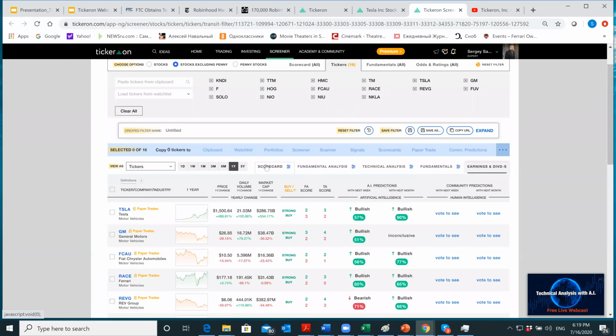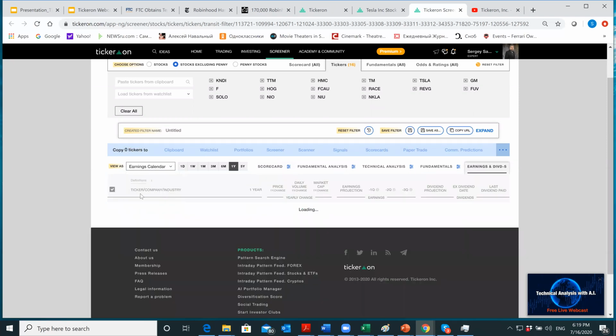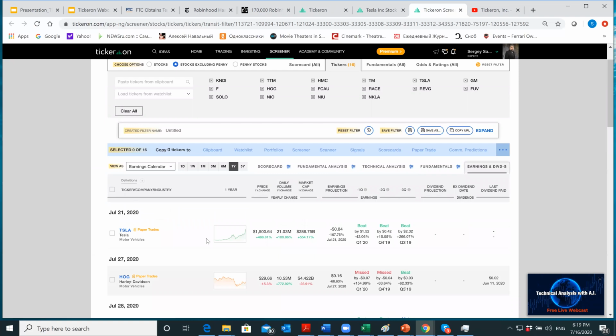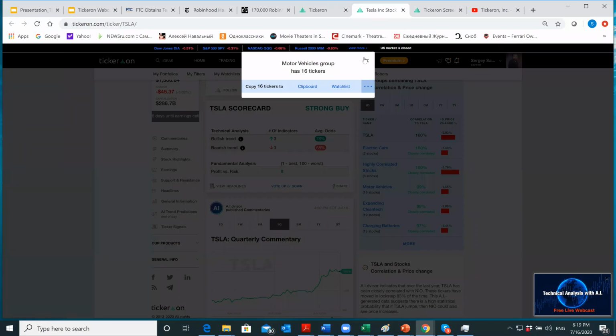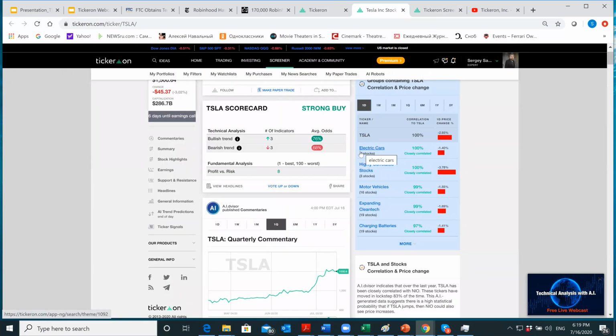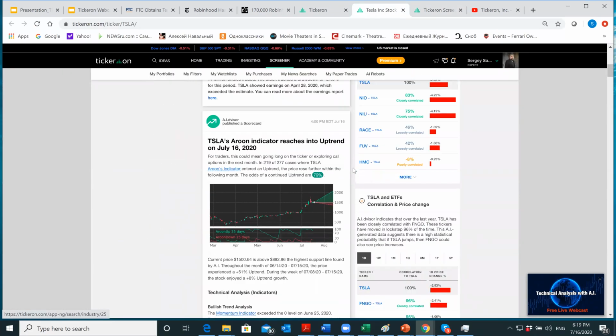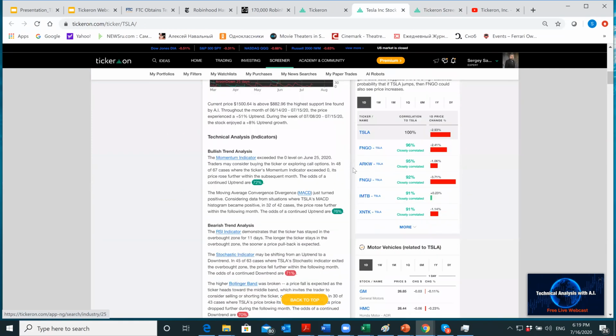And if I am interested in this particular group, I can click here and then see the earnings calendar and see when every company is going to be reporting. As you can see, July 21st, Tesla is going to be reporting its earnings. Okay, let me go back and close that window. And you can have quite a lot of interesting information here, including technical analysis, okay?